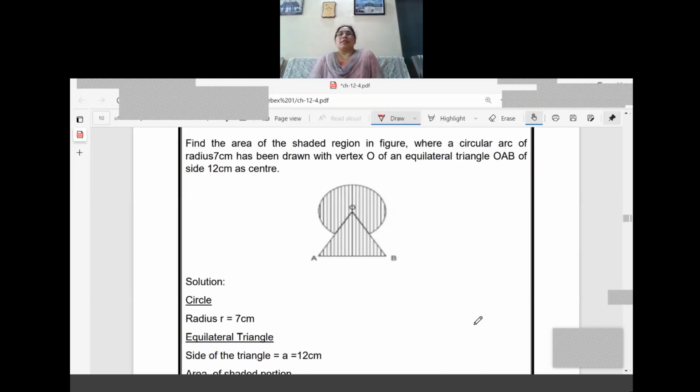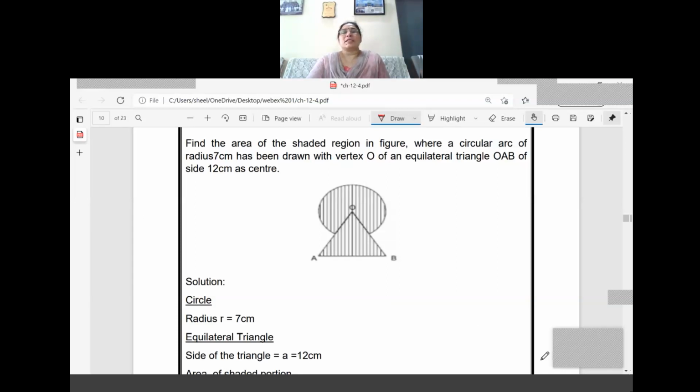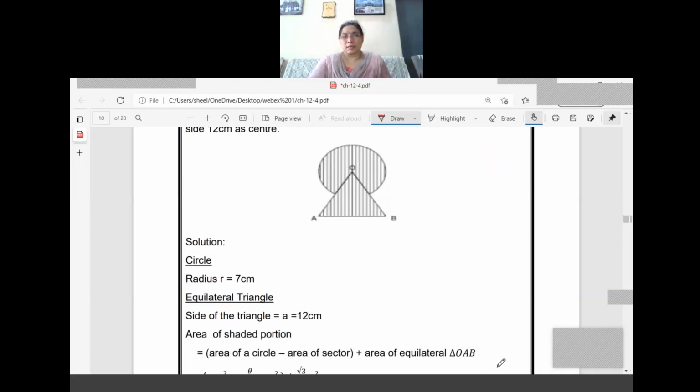Next question. Find the area of the shaded region in the figure where a circular arc of radius 7 centimeter has been drawn with the vertex O of an equilateral triangle OAB of the side 12 centimeter as a center. See, the diagram is given, it's already shaded. So area of the shaded region is asked. So what we have to do means we have to find out whatever is there. When we are seeing that, what are the shapes there? Circle is there, equilateral triangle is there, right? One circle is there, and on that is some equilateral triangle.